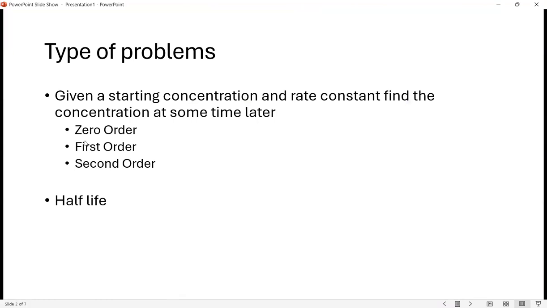But at the end of the day, what are we trying to solve? On the website, you'll find examples where I mainly focus on finding the concentration later. You're given a starting concentration and a rate constant and told what kind of order, and then you just have to solve it. These are classic plug and chug problems, and you just have to know the different formulas for zero, first, and second order, and so on. Then I have half-life problems. And there's another set I've worked on, but I don't have it linked in there. Maybe I'll get it uploaded soon.